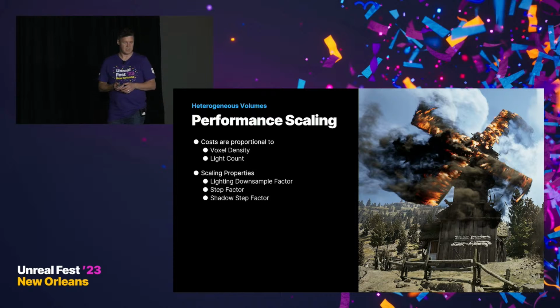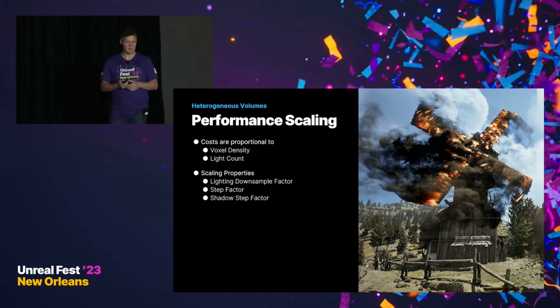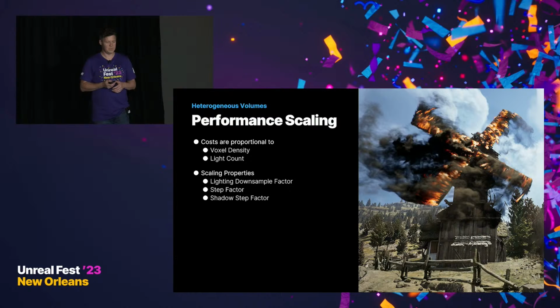When it comes to maintaining and maximizing runtime performance, it's important to keep several properties in mind when using heterogeneous volumes. Virtually all the runtime costs associated with rendering heterogeneous volumes are proportional to the voxel density of the volume and the number of lights illuminating the volume. So lowering the number of voxels and the number of active lights will have a measurable impact on performance. So it's very important to keep these in mind and model efficiently.